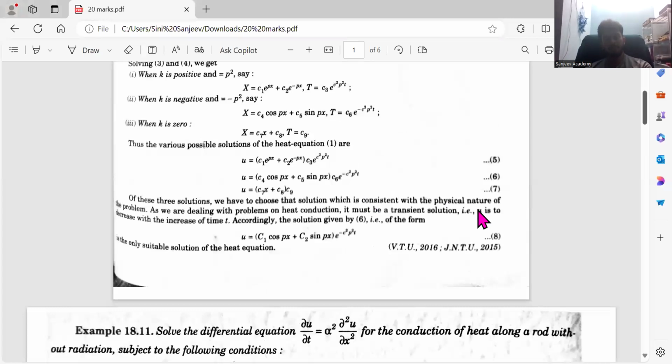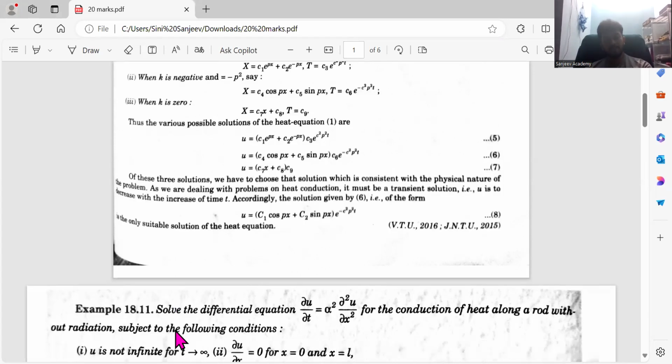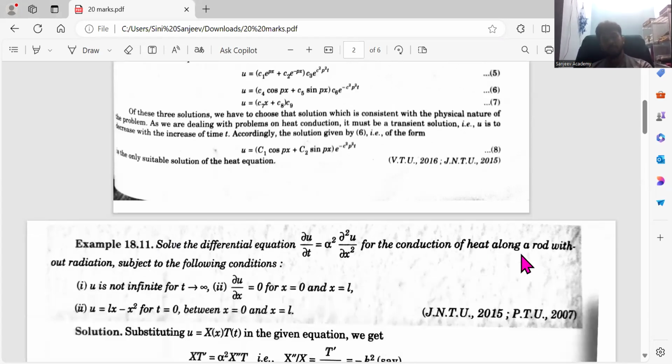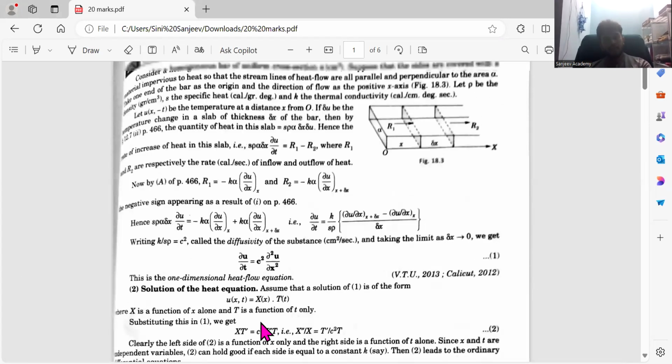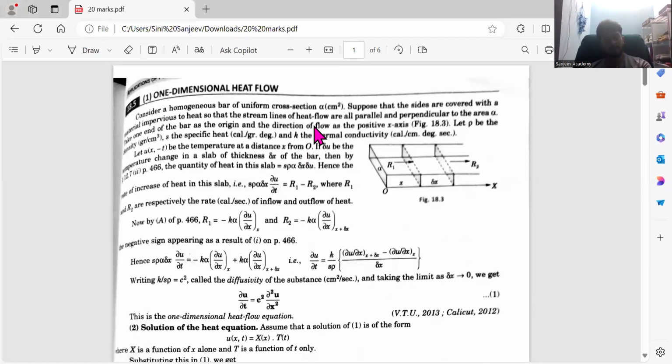So, this is our first important question. Let me come here. As you can see with my arrow, solve the differential equation they given: conduction of heat along a rod with radiation, subject to the conditions they given. Correct. So for doing these kinds of questions, the first thing is we have to know what the one-dimensional heat flow equation is.